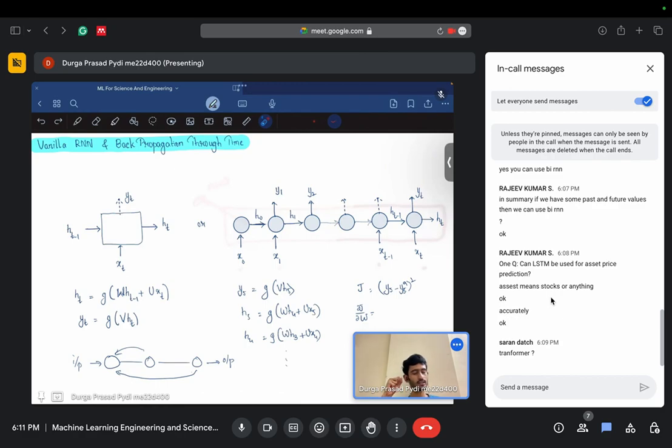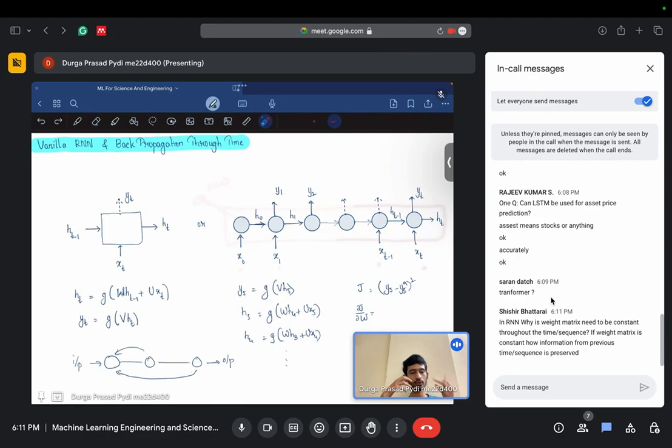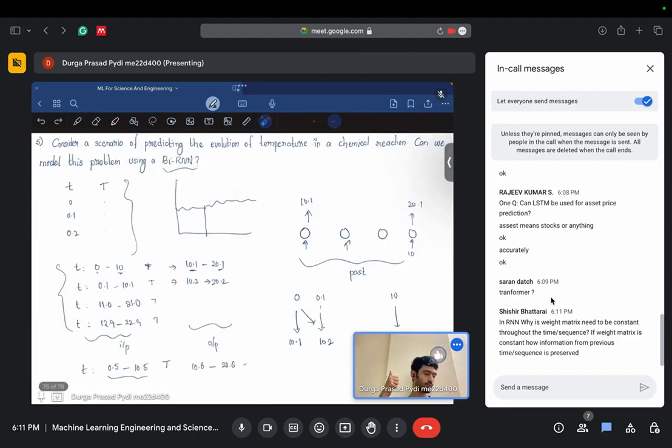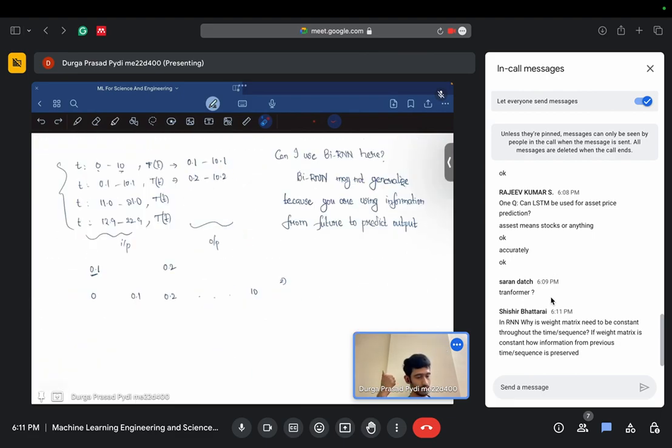So in an RNN, the number of weights required is much lower than if you were using a fully connected network. Why does the weight matrix need to be constant throughout the time or sequence? If the weight matrix is constant, how is information in time or sequence preserved? Okay. So why does the weight matrix need to be constant? Suppose you have a physical model.